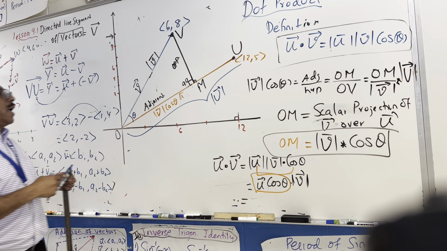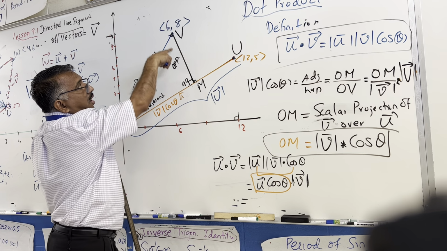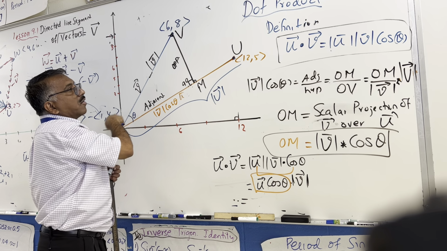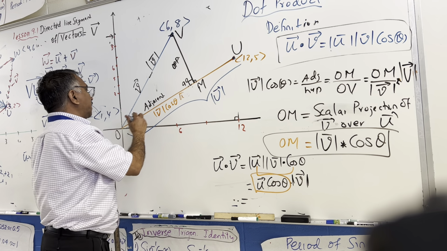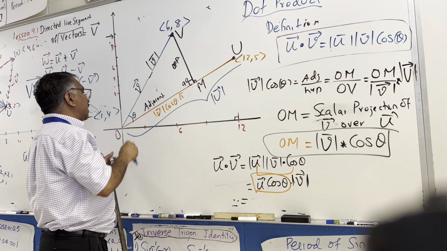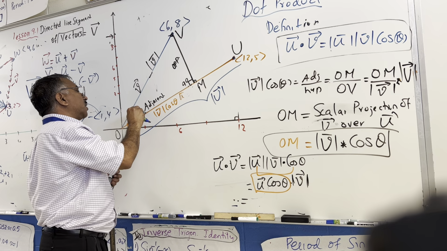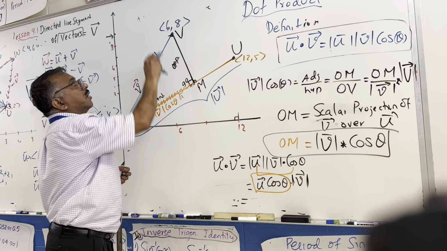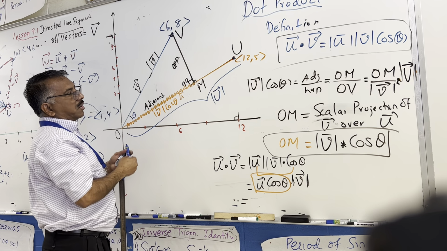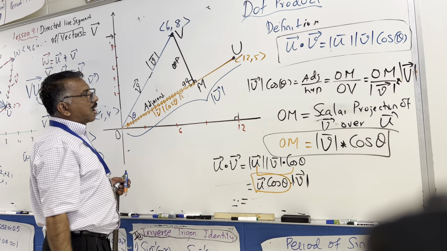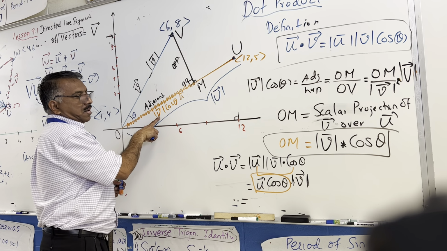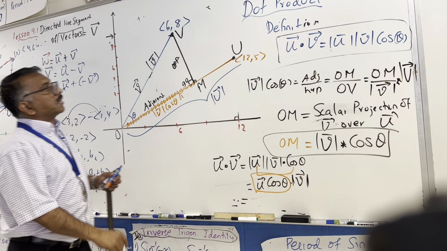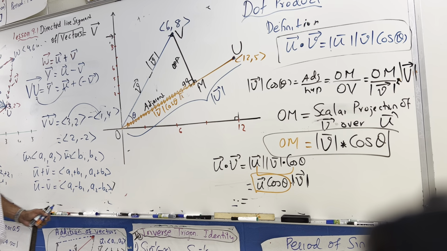So you're multiplying the scalar projection of vector v bar along the u bar. Again I repeat, this part is the scalar projection of v bar along the u bar. So that's this part. So you're multiplying this times that. Okay, so that's all that means.